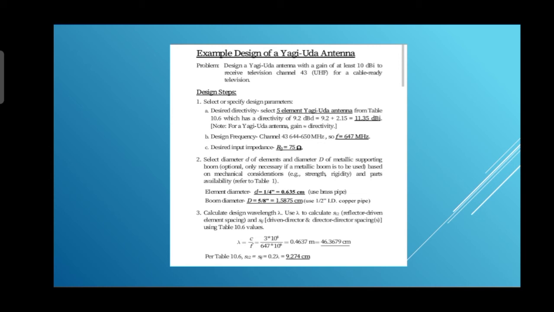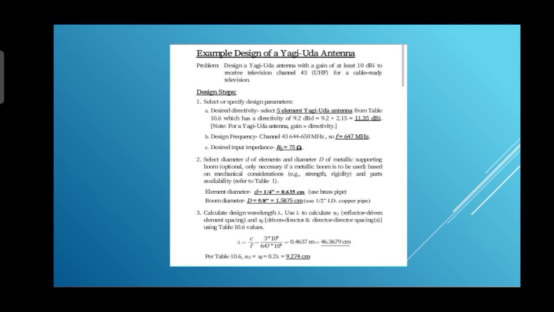First in the line is the desired directivity, next is the design frequency, and next is the desired input impedance. We should also select the diameter d of the elements and the diameter D of the metallic supporting boom based on mechanical considerations and parts availability. And we should calculate the design wavelength, and use lambda to calculate S12 and Sij using table 10.6 values. The formula for the wavelength is lambda equals c over f.